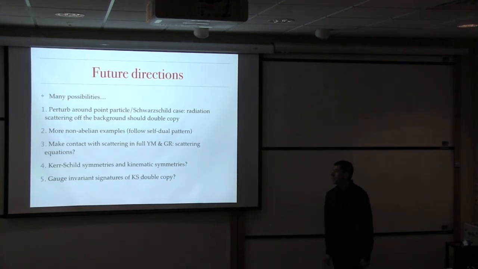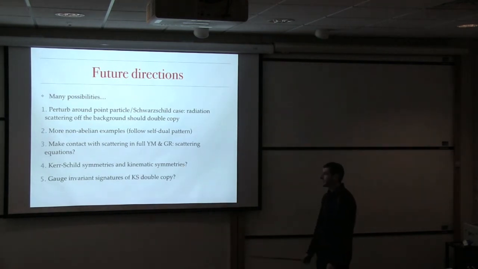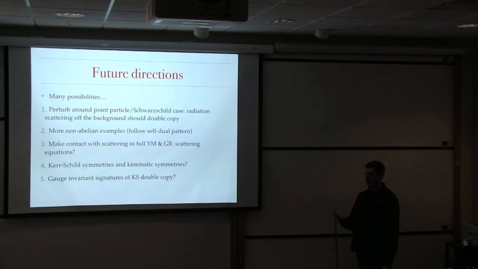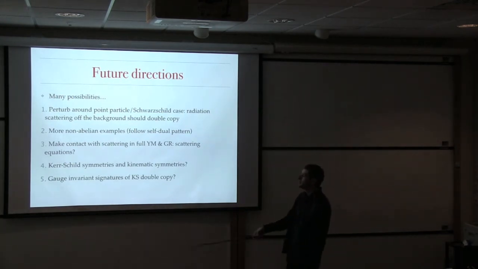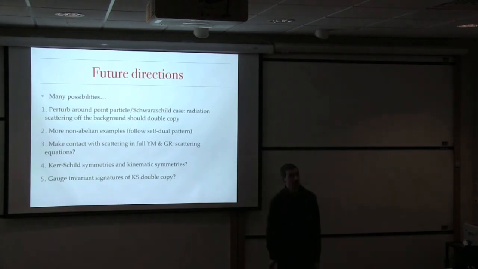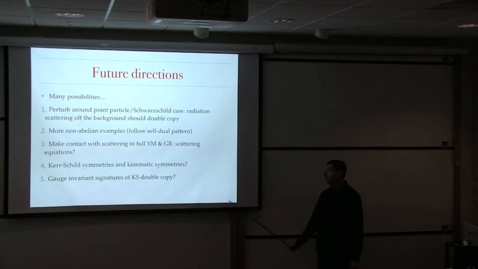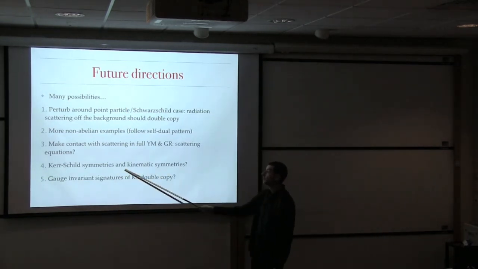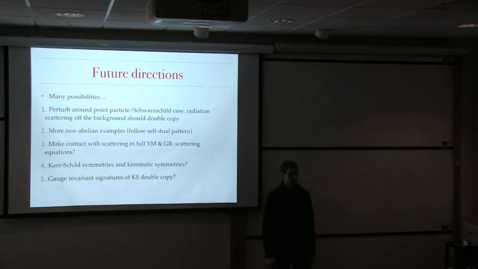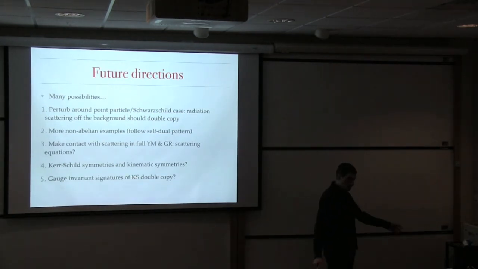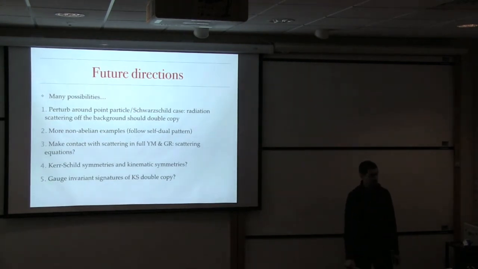It'd be interesting to understand scattering in the full theories, rather than just the self-dual case, and there are some similarities in the scattering equations. One thing that's interesting in the BCJ story is that Jacobi identities in the amplitudes make you think that there's some sort of symmetry algebra. I haven't talked about symmetry algebras, but these Kerr-Schild spacetimes are algebraically special, and they have a lot of symmetry. So it'd be interesting to understand the relationship between the symmetries of the Kerr-Schild spacetimes and some of these kinematic symmetries. I guess I already discussed. Okay. That's it.